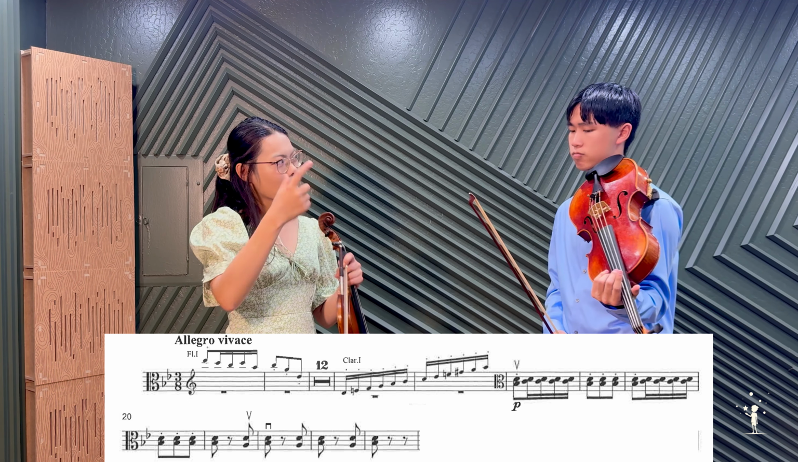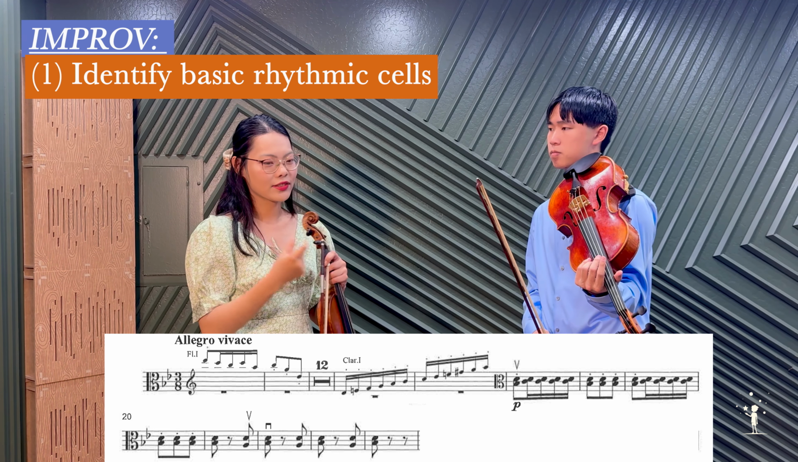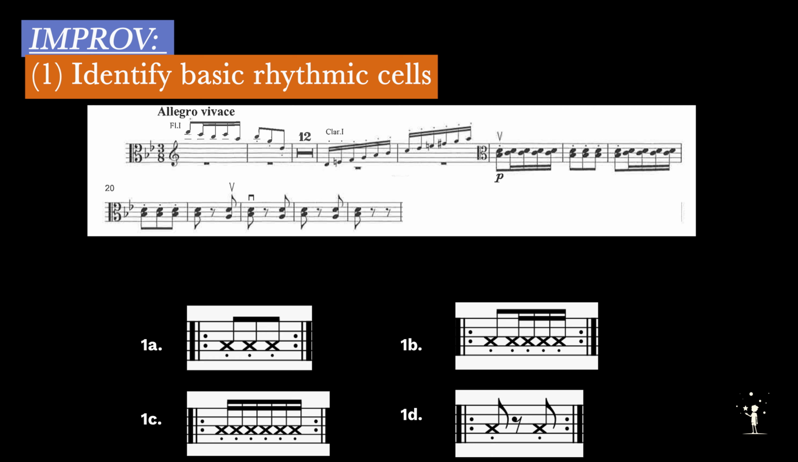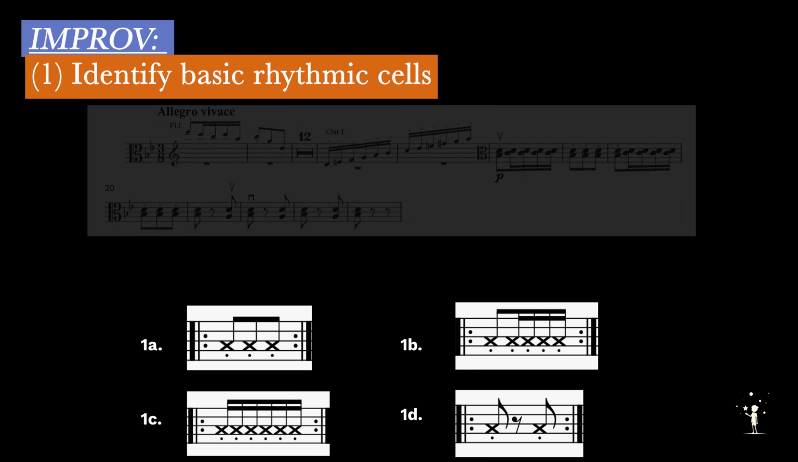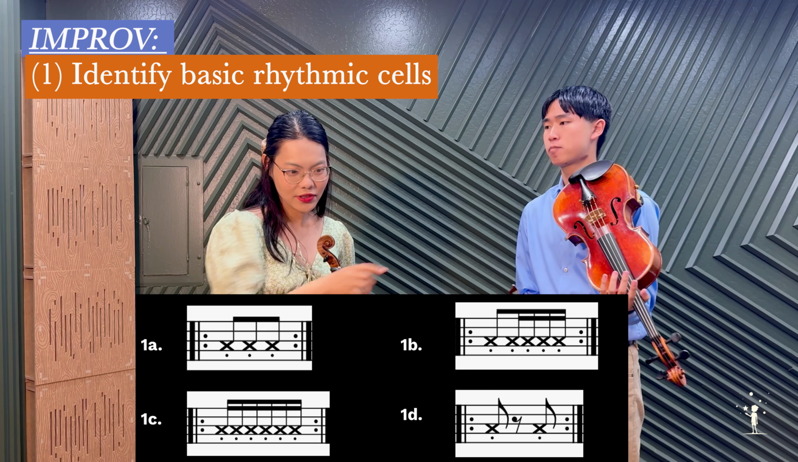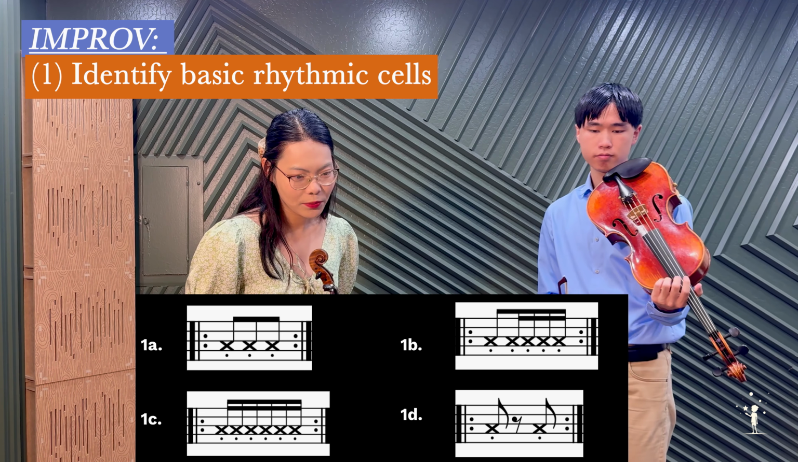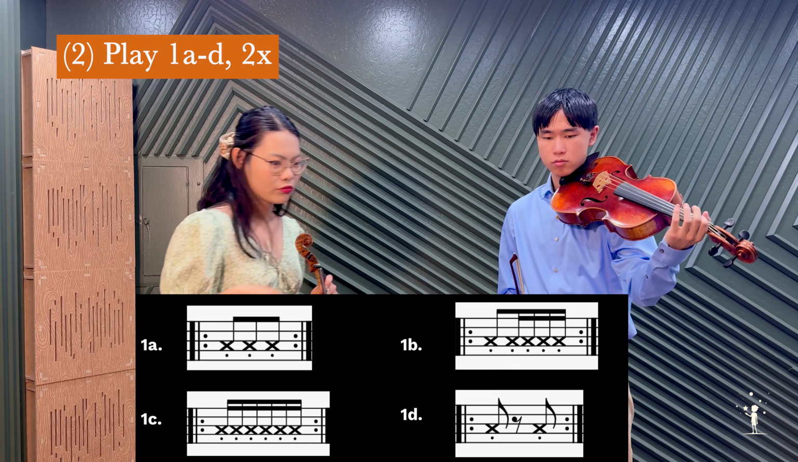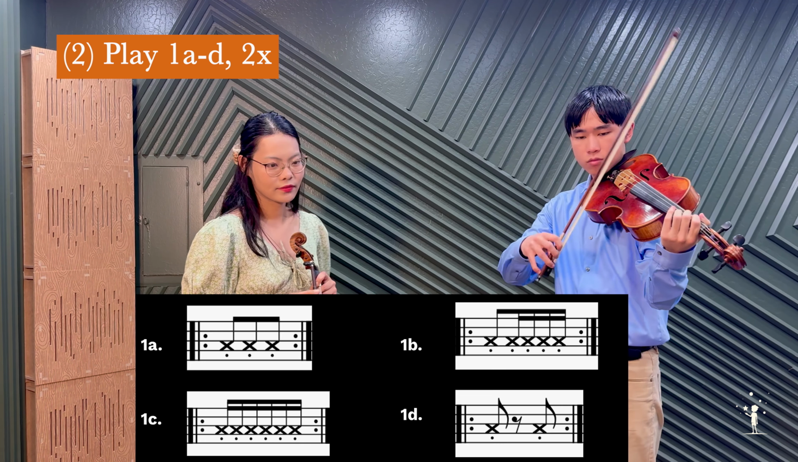So in order to really work with this in a different context, let's try to select the basic rhythmic cells, and then we are going to build our improvisation on top of that. So now we have 4 basic patterns right here. Can you play that one by one, and then maybe do a repeat for each one?